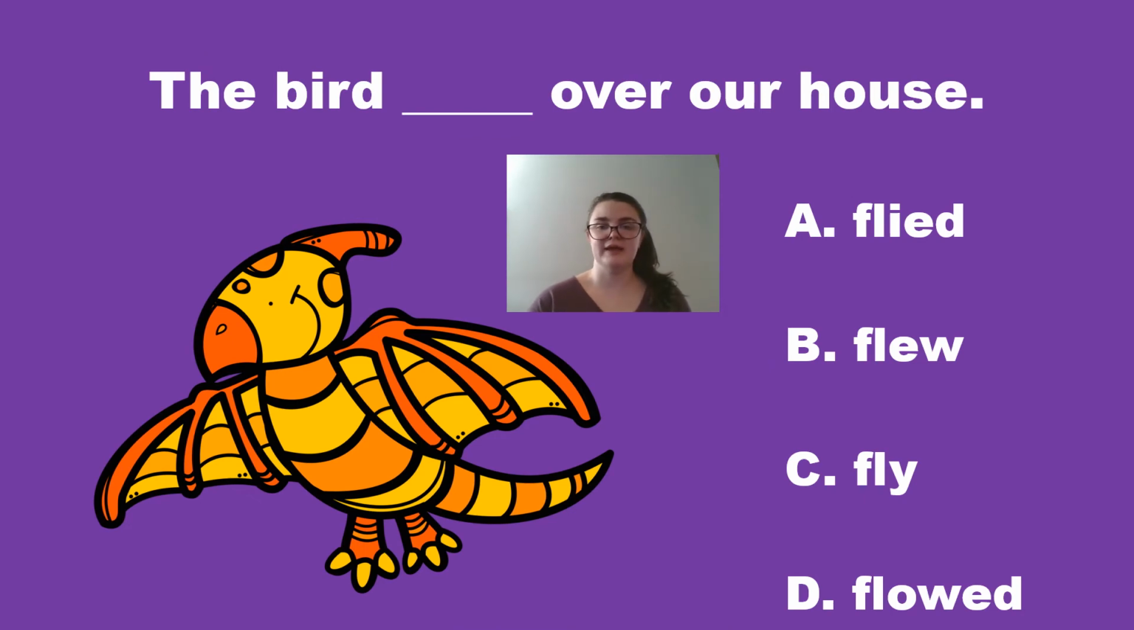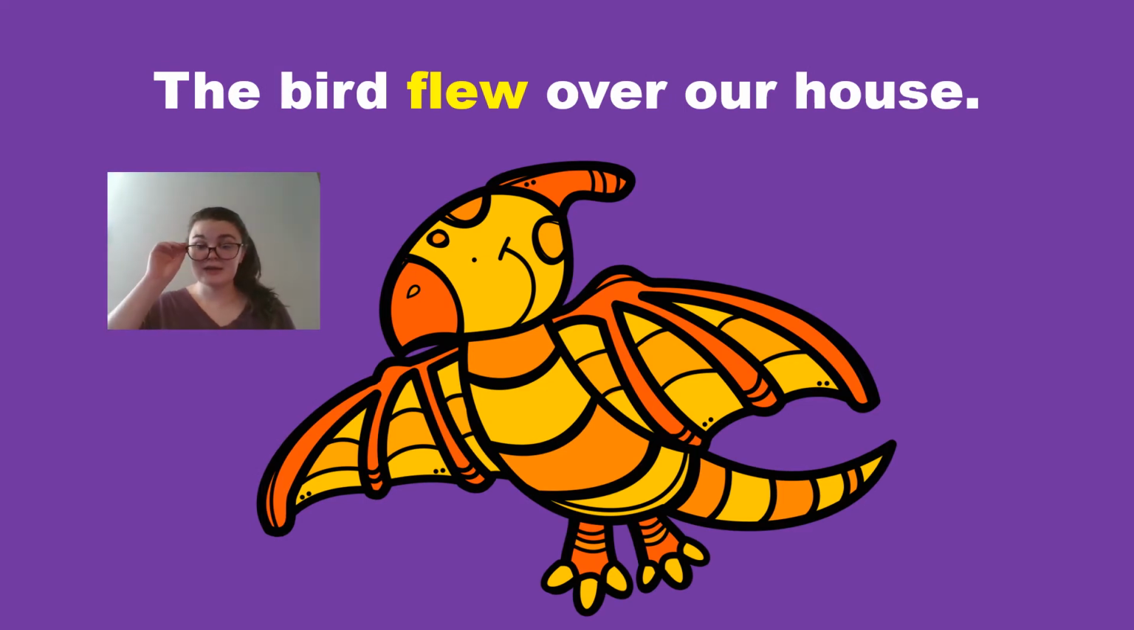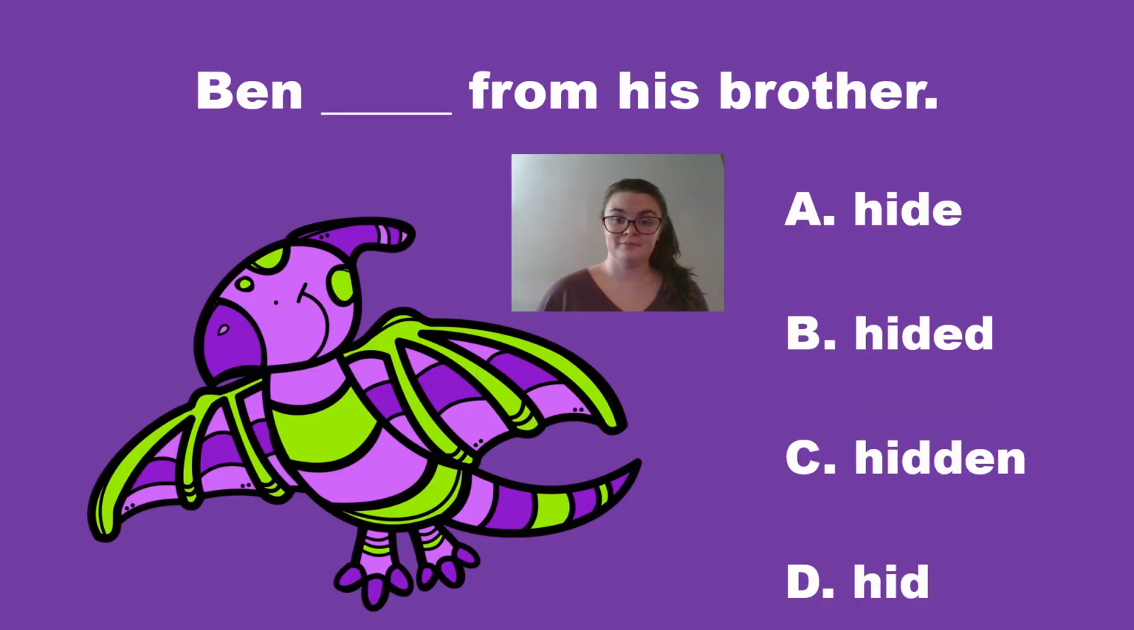The bird blank over our house. The bird flied over our house. The bird flew over our house. The bird fly over our house. Or the bird flowed over our house. Which one of those makes the most sense? The answer is flew. Flew is the past tense irregular verb for fly in the present tense. I flew a kite this school year.